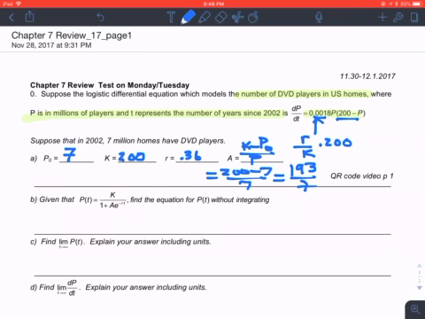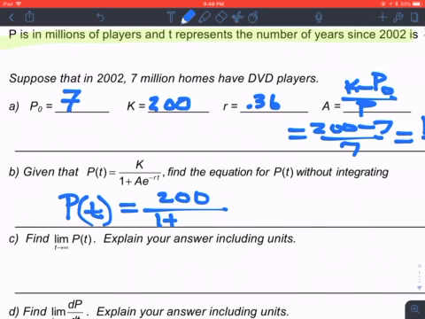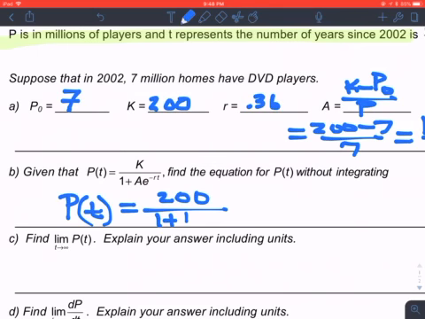Alright, so from that we can come up with our equation, which is P of t equals 200 over 1 plus, I'm going to reduce this down a little bit, 193 over 7 e to the negative 0.36t. There's a decimal in there. Okay?